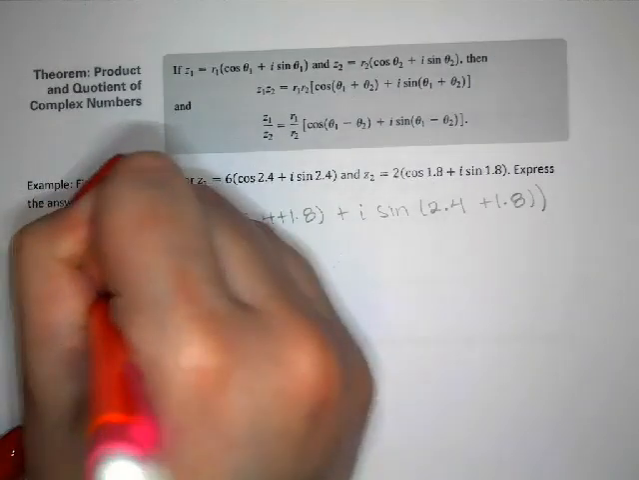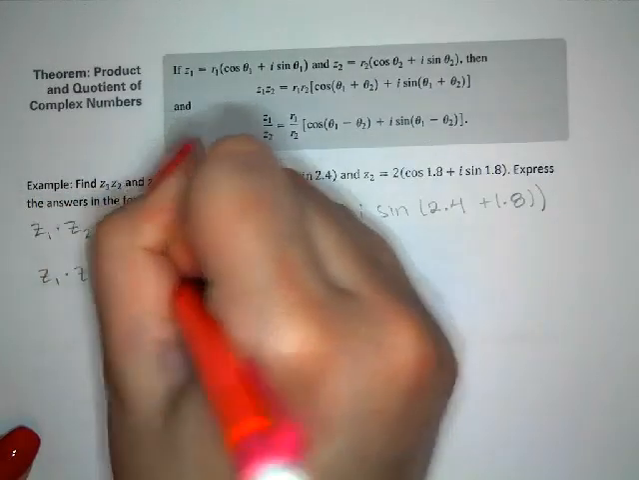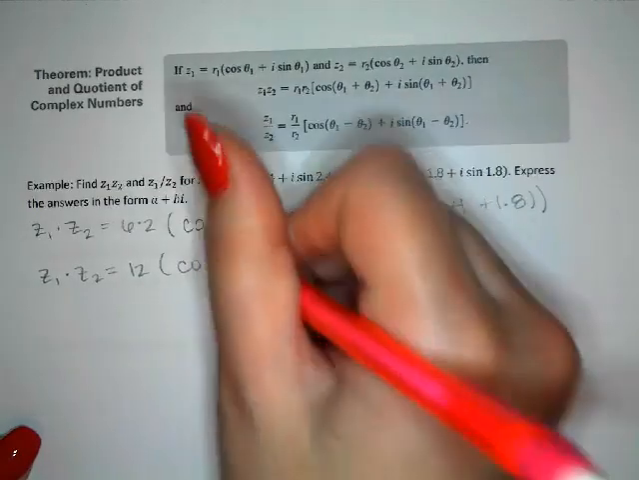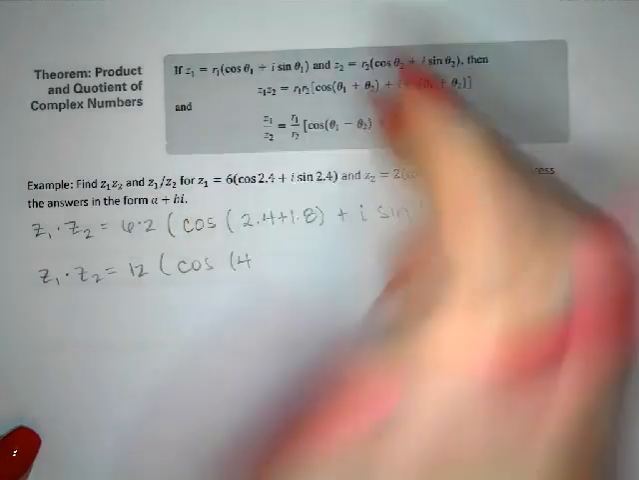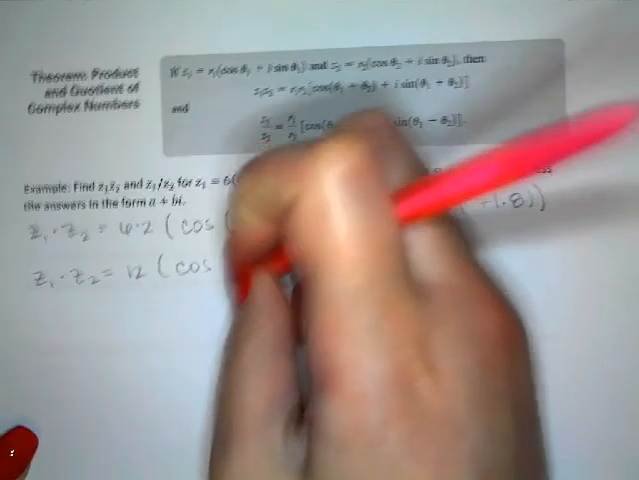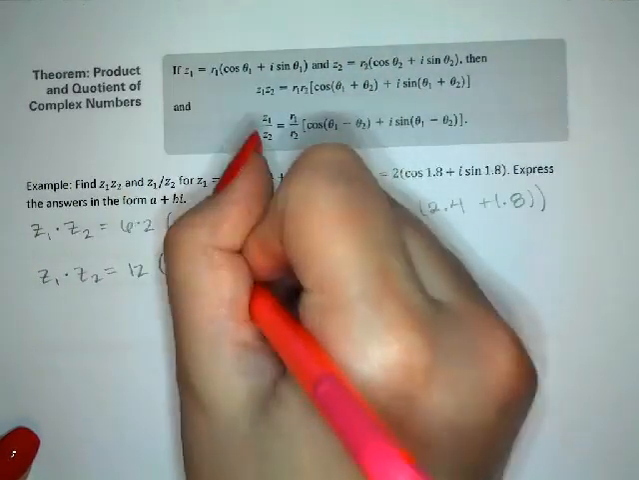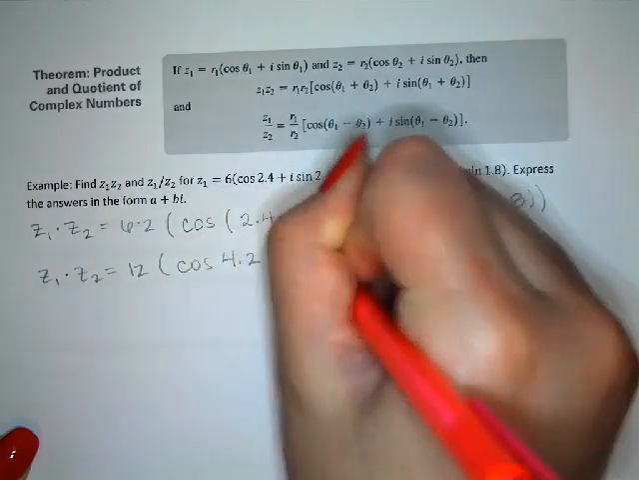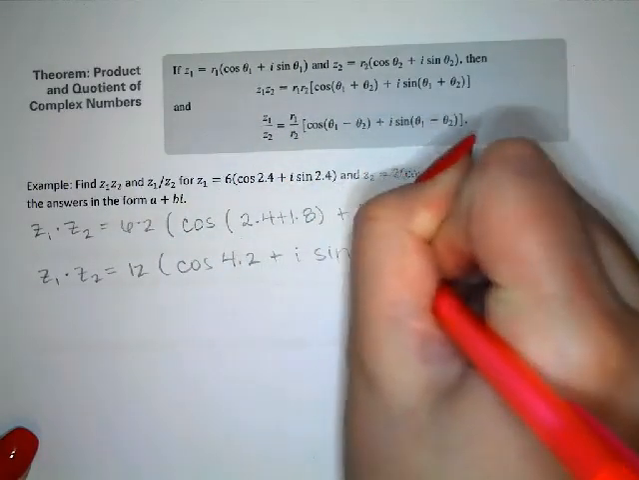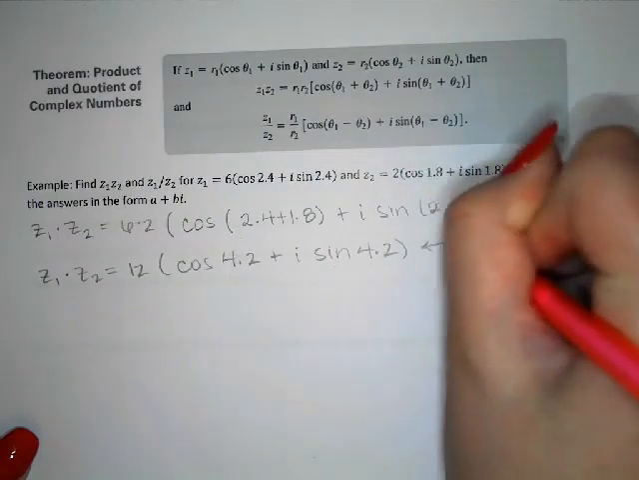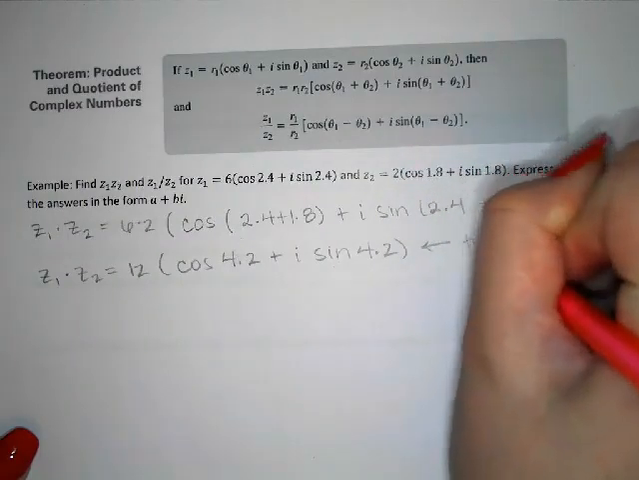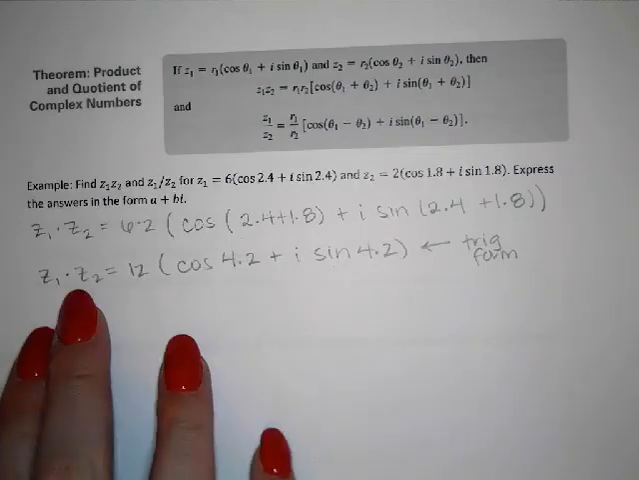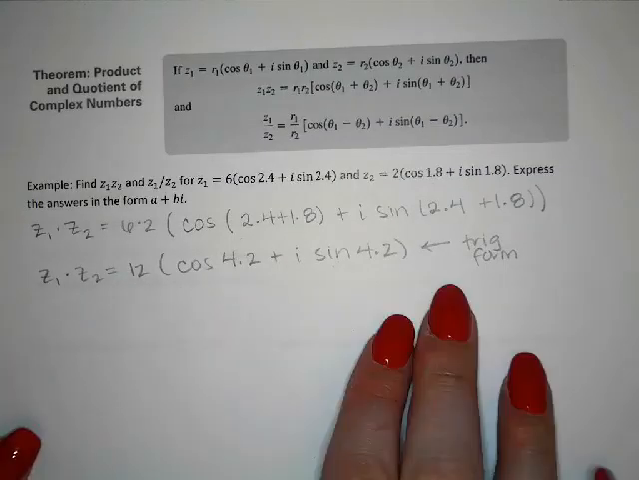Okay, so z sub 1 times z sub 2 is 12 cos 4.2. I don't need the parentheses. Cos 4.2 plus i sine 4.2. Okay, so this is the trig form of the answer. We have found the product of the complex numbers, and we've written it in trig form. Now we're going to go ahead and write it in the standard form, the a plus bi.